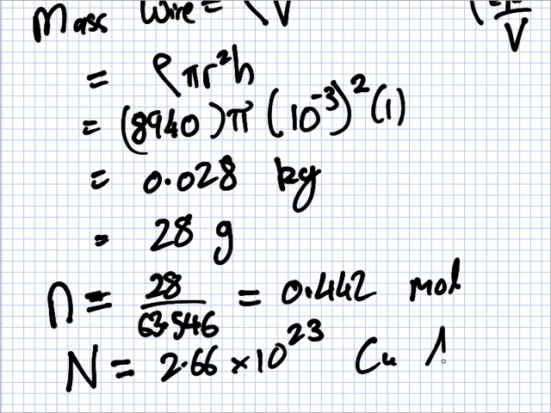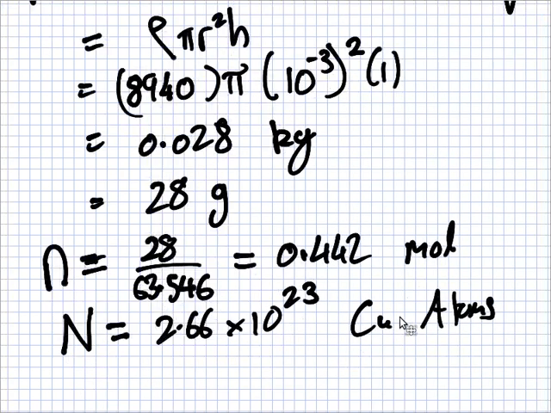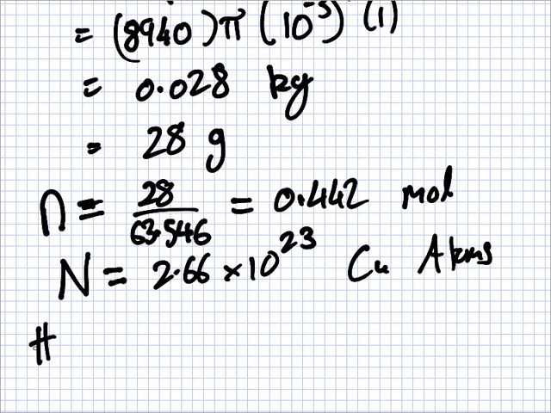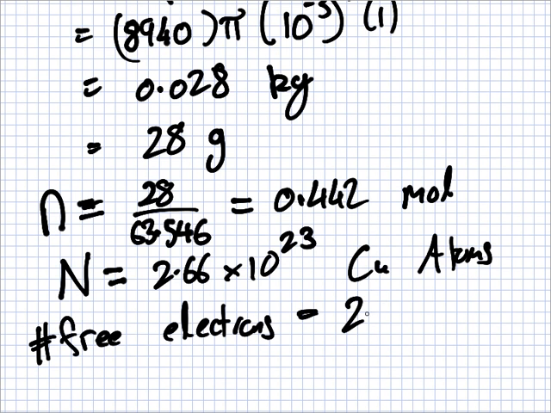Copper atoms. So then how many free electrons do I have? Well, I said in the question they're the same. So I have 2.66 times 10 to the 23 free electrons.